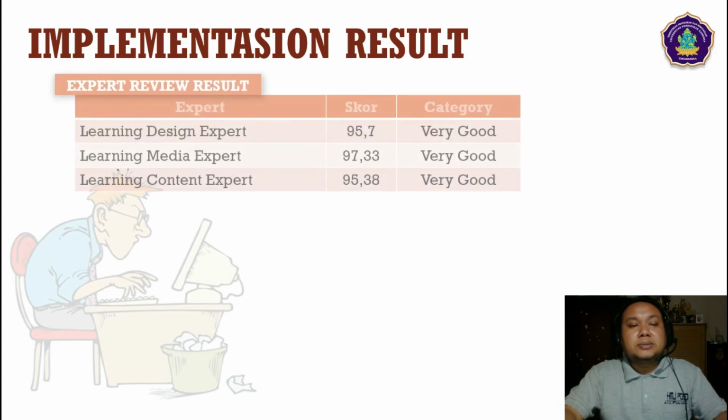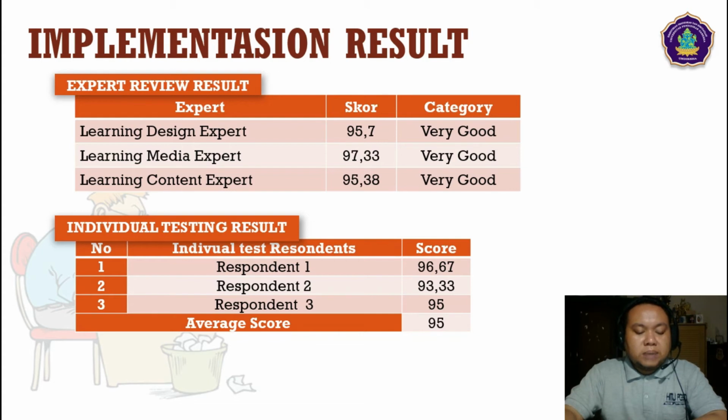Implementation result. The implementation phase of this research is carried out in the form of testing. The data from the results of this study are presented in the table below. The table that presents the expert review result shows that all experts respond that this product is very well qualified. Meanwhile, individual testing also got the same response. The 3 responses from individual trial students give a very good response, where the average of the individual trial is 95.